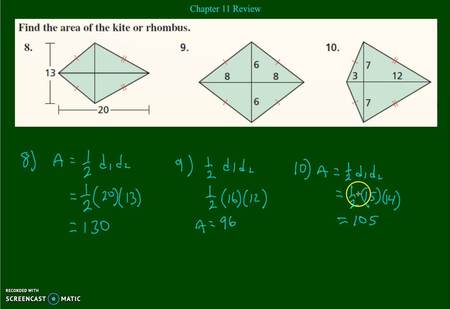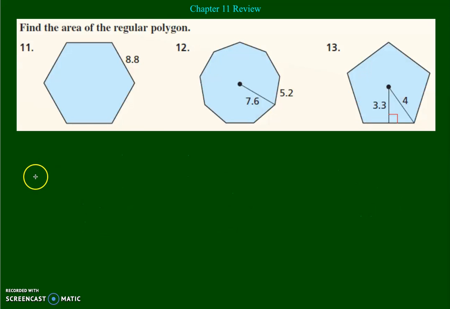Let's move on to problem 11. In problem 11, we're being asked to find the area of a regular polygon. Now, first thing we're going to do is write down the formula for the area of a regular polygon. Area is 1/2 pa, 1/2 perimeter times apothem. And to find the apothem, we first need the center. We'll just say it's right about there.